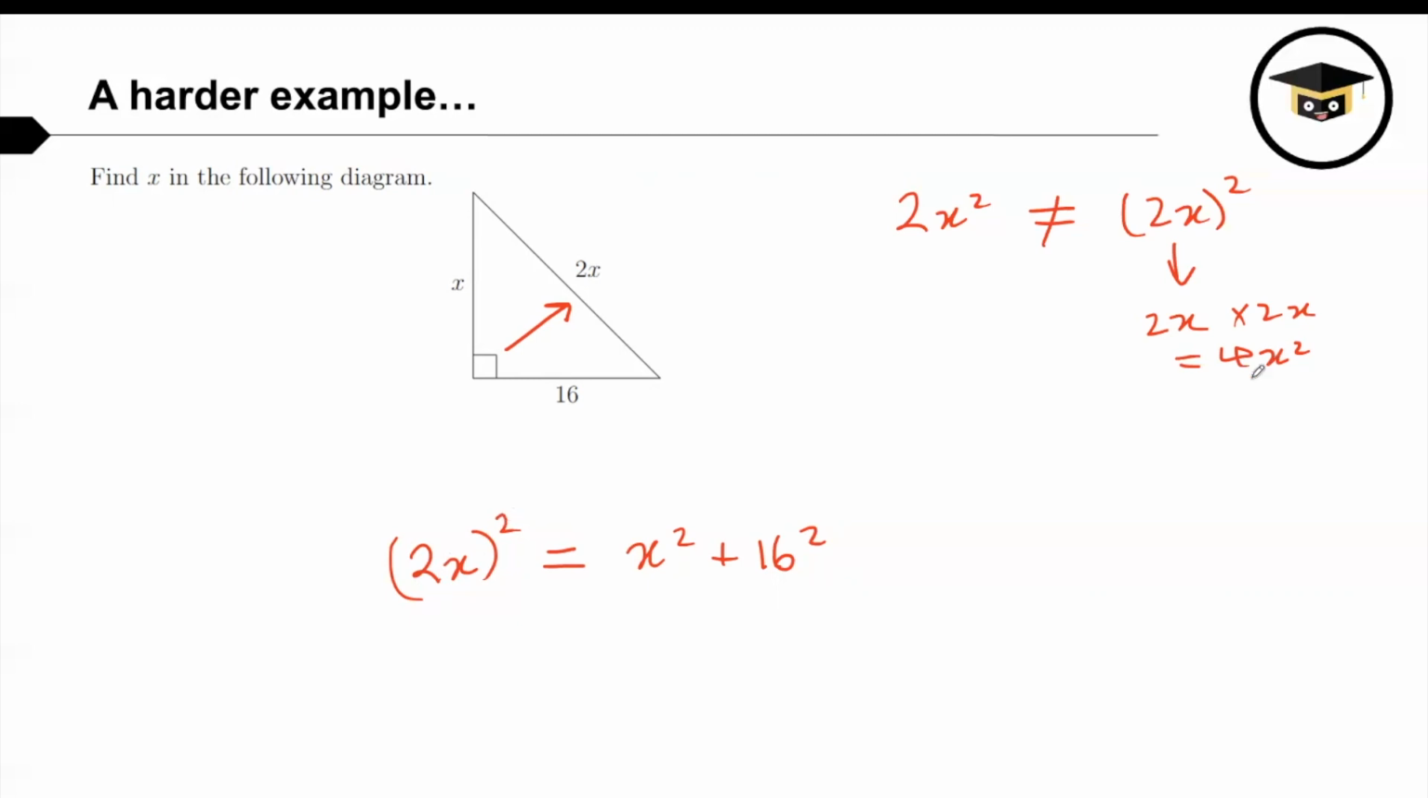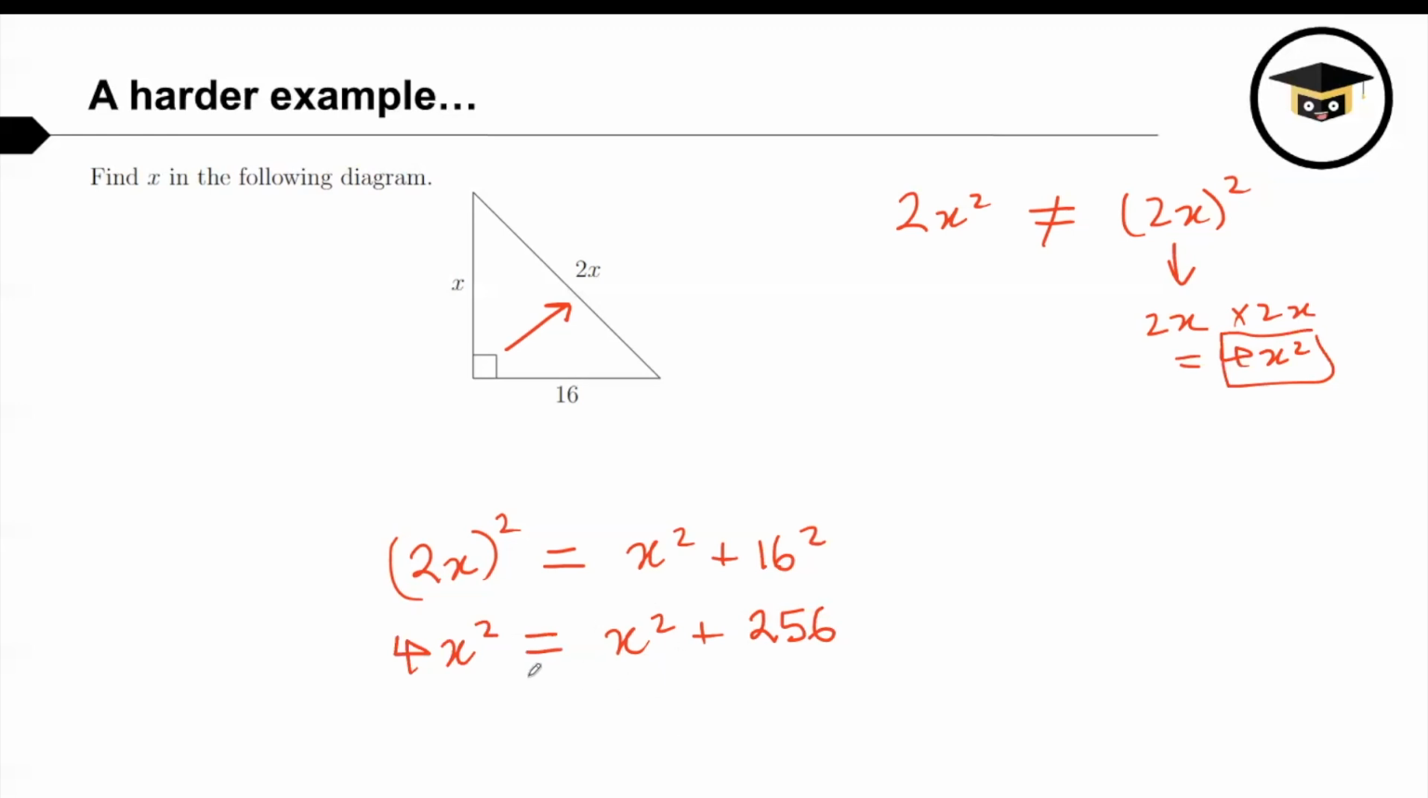2x all squared, we've already discussed, is equal to 4x squared. So we write 4x squared here is equal to x squared plus 16 squared. Now, if you remember, 16 squared, you can put in your calculator, is equal to 256. So now, how do we solve this equation?